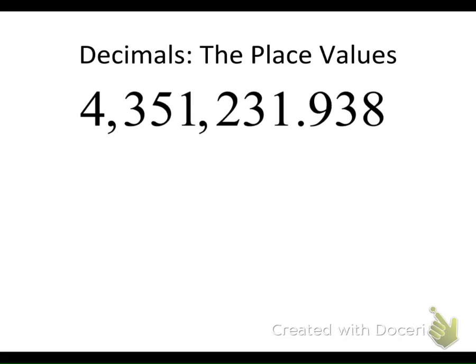And 938. Now, how you finish reading this number, you look at the place value of the last digit. It's the 8. What place value does the 8 fall on? It's 3 places behind the decimal, so what place value is that 8 in? Thousands. So it would be 4,351,231 and 938 thousandths. Okay? Going to be important that you know that.